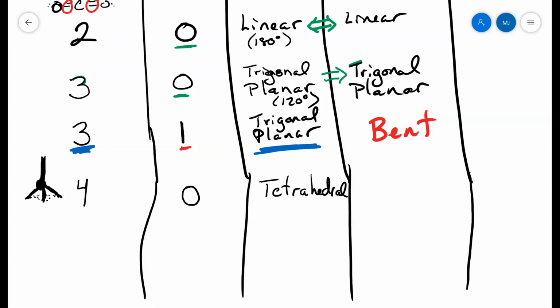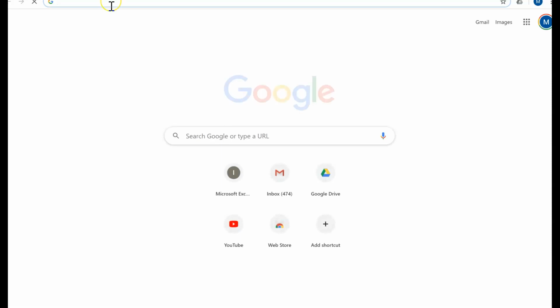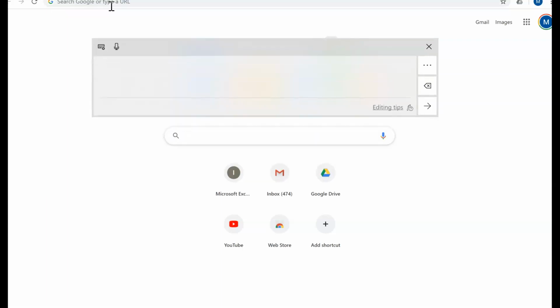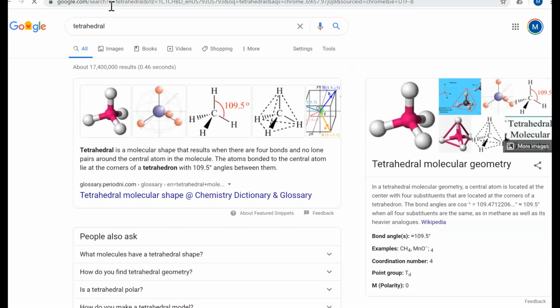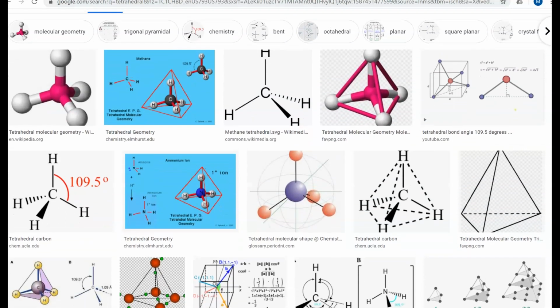Google it, do tetrahedral geometry, hit Google, hit enter. Why don't I do that? See if we can find something that will help you visualize it. All right, let's go to images. Now some of these are going to be showing electron geometries, and that's fine. So you can see the tetrahedral shape. We've got a number of them.